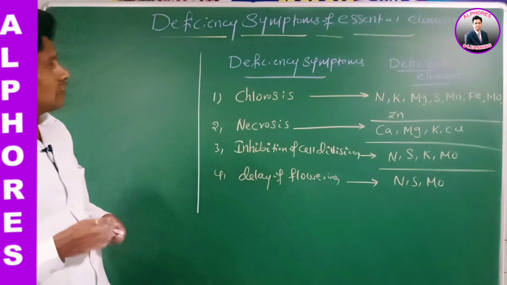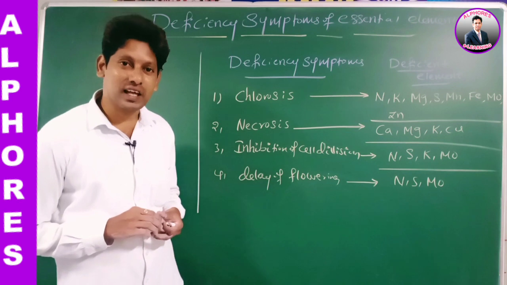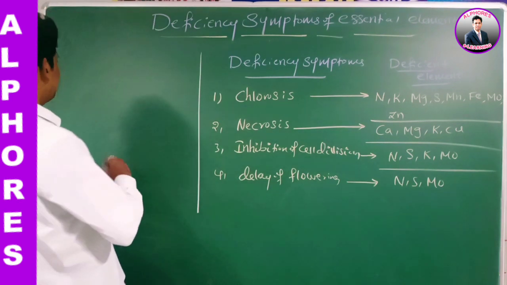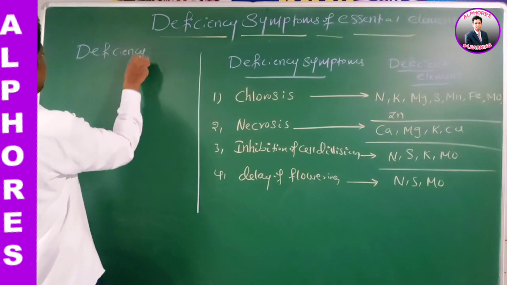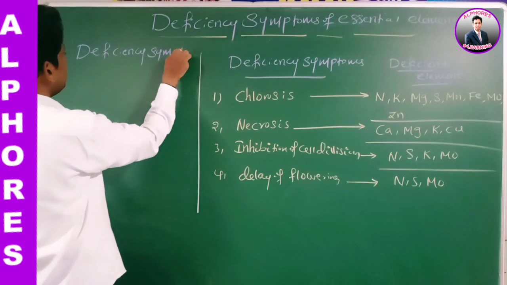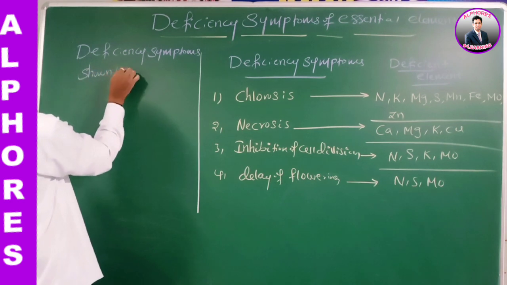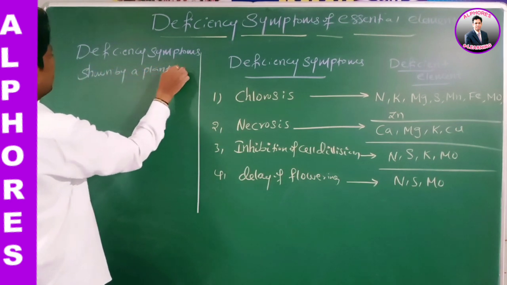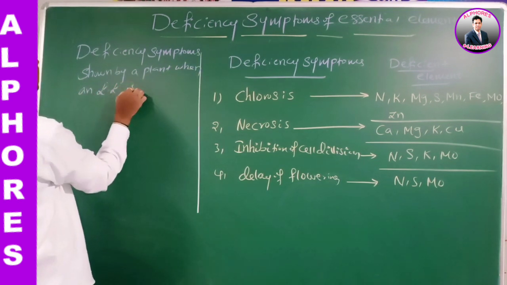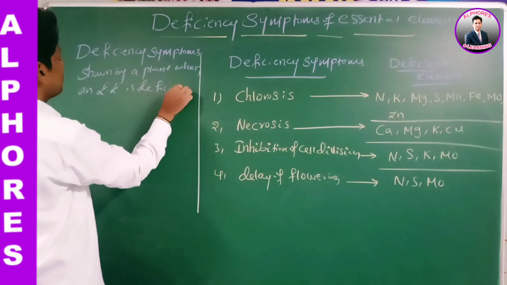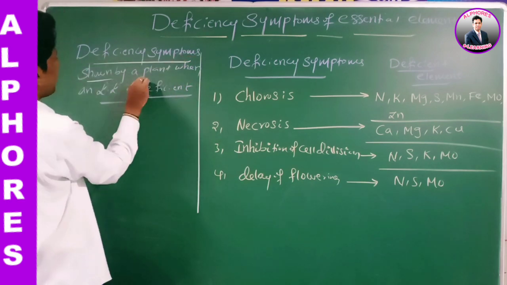Now listen here. What are the deficiency symptoms shown by a plant when an essential element is deficient? Deficiency symptoms are shown by a plant when an essential element is deficient.